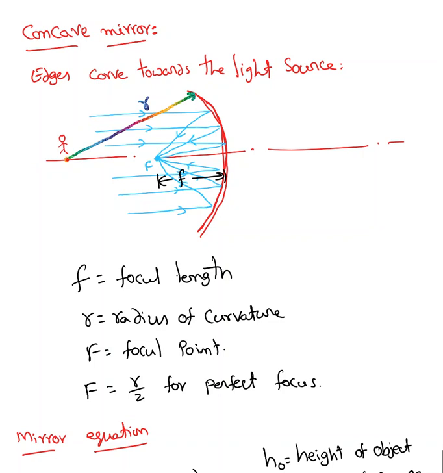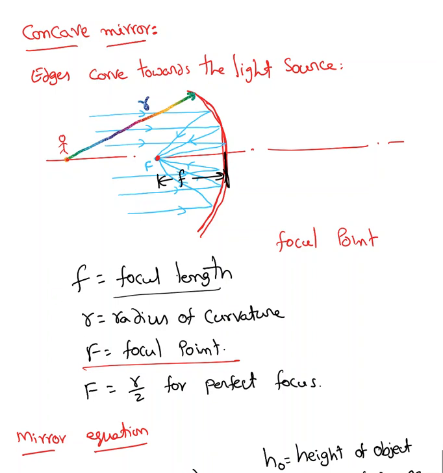Now for the concave mirror, whenever light rays fall onto the mirror, all the light rays are going to focus at one point. That point is called the focal point. Okay, focal point. That focal point I'm representing with capital F right here. Now the length from the focal point to the center of the mirror, we call that the focal length. I'm representing it with the small f.